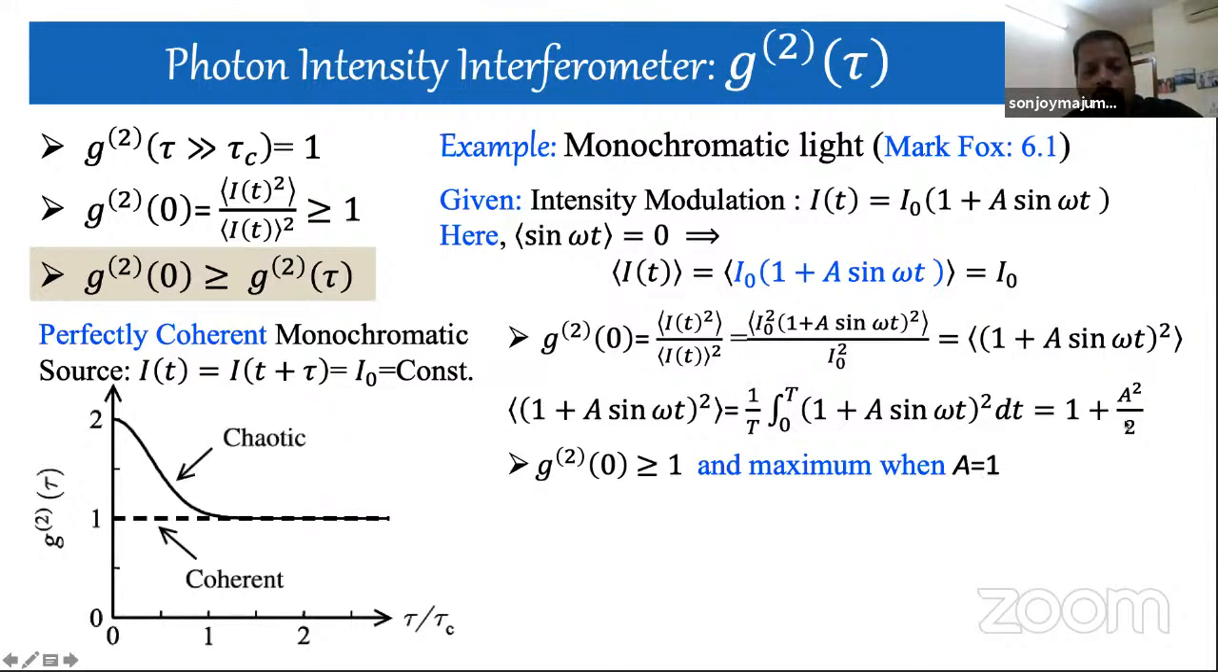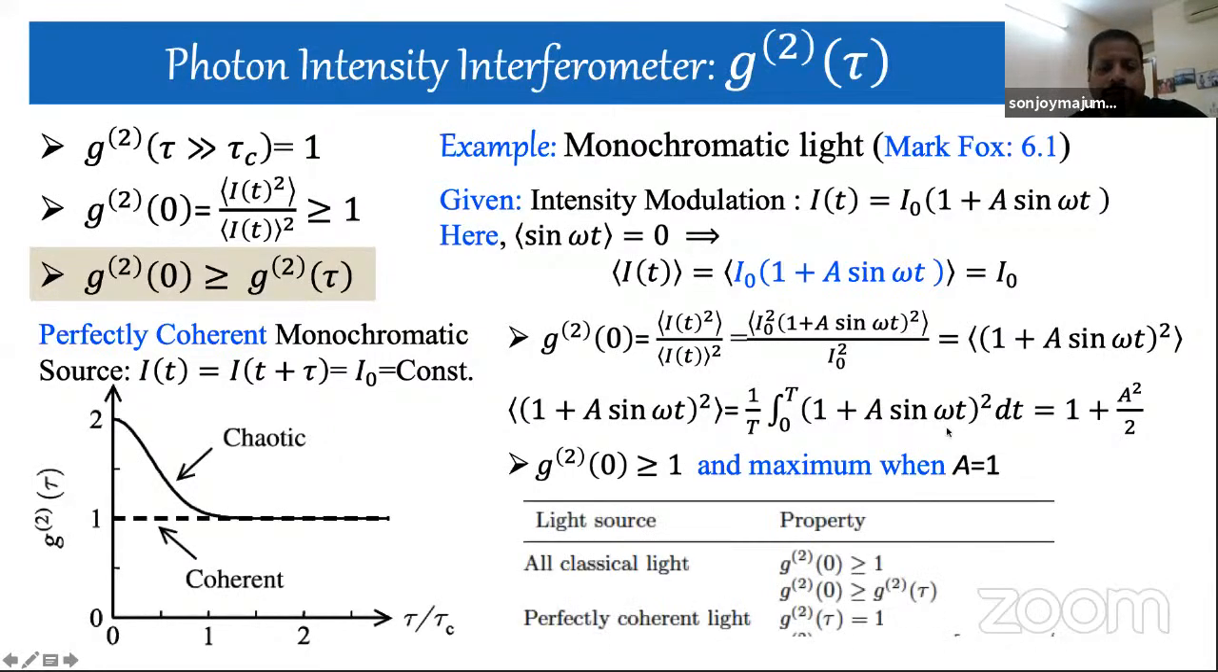So that when A is equal to 1, we'll get the maximum value of g2, and that is 1 plus half. So g2 of 0 in this case is 3 by 2. So what you got in the simplest example of this intensity modulation feature is that g2 at 0 has to be greater than 1, and it has a maximum value, which is 3 by 2. So this is the simplest example.